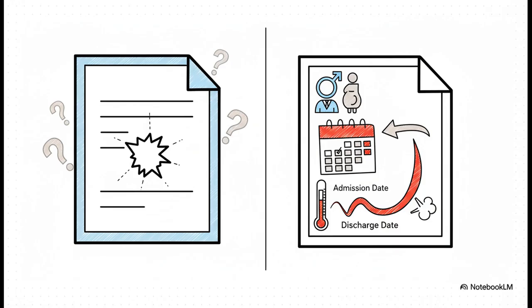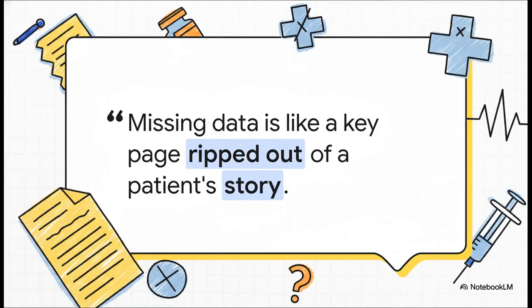And on the other side, you have logical errors. Now, this is where the data is actually there, but it just makes no sense. It's information that is physically or clinically impossible. Let's dig into both of these. An empty field in your medical record isn't just neutral, it's a void. It's like a key page has been ripped clean out of your story, and now your doctors are left trying to guess what was on that page.